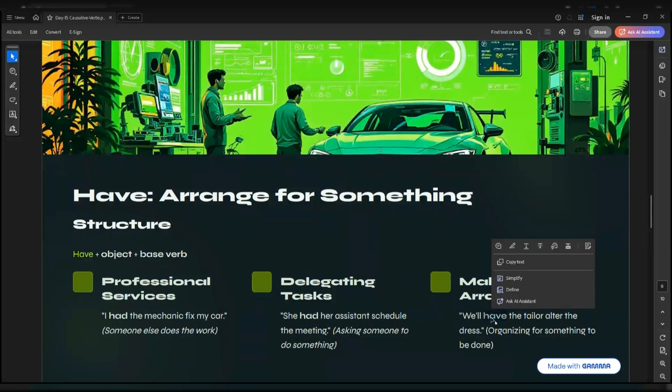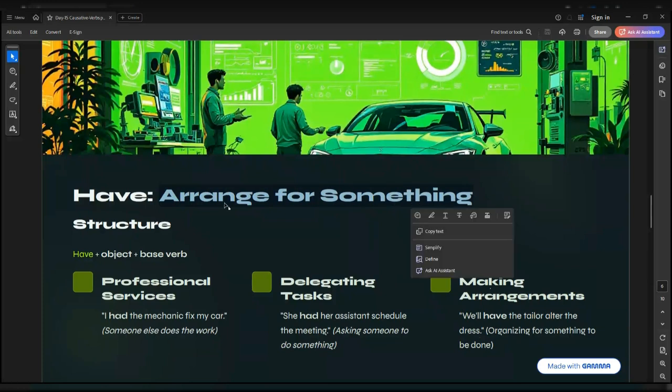So here have means arrangement. I will be arranging a tailor to do something. Another example can be we will have another admin for the session. For example, today Shraddha ma'am is not here, so she can say, we will have Harsh, or we will have another admin for the session. So she will be arranging another admin, right? So here we use have.